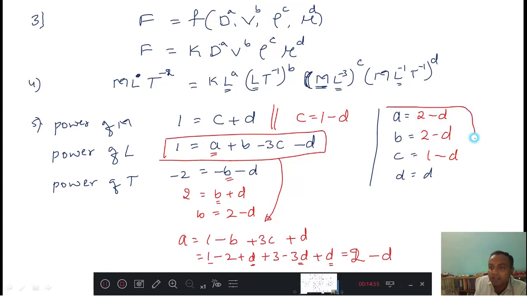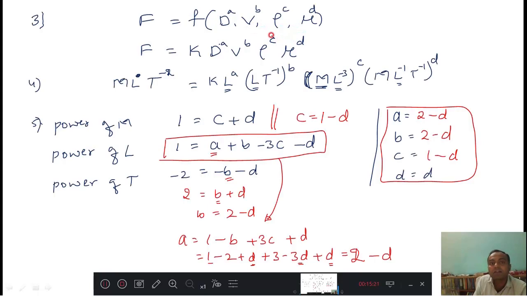See, I expressed a, b, c, d in terms of d. Any difficulty? Right? Now I will go to the sixth step. I will substitute back.